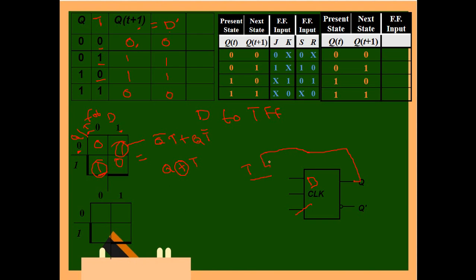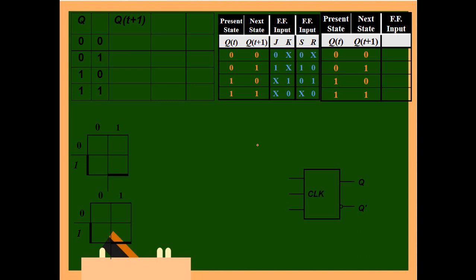So this is how it looks. This is the output of the D flip-flop. Here we are giving Q, and T is given anyway. So these two are XORed, going to the D input. This is how a D flip-flop can be converted into a T flip-flop. Next we will discuss the opposite version, so a T flip-flop can be converted into a D flip-flop.